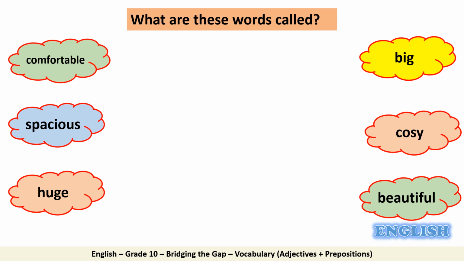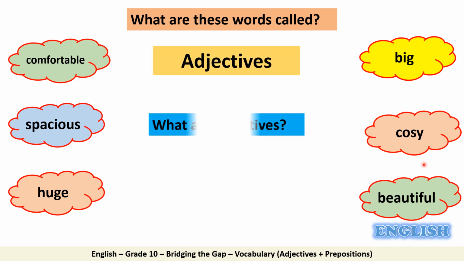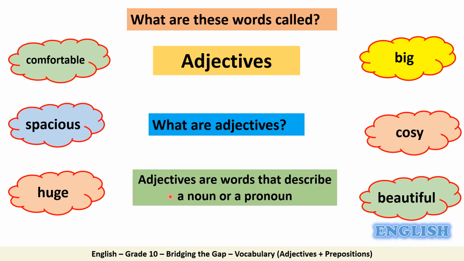Now my lovely students, as you saw, we use these words to describe the picture. So, what are these words called? Correct, these words are called adjectives. What are adjectives? Adjectives are words that describe a noun or a pronoun. In the picture you saw, the house was a noun, and we use the following words, adjectives, to describe the noun.